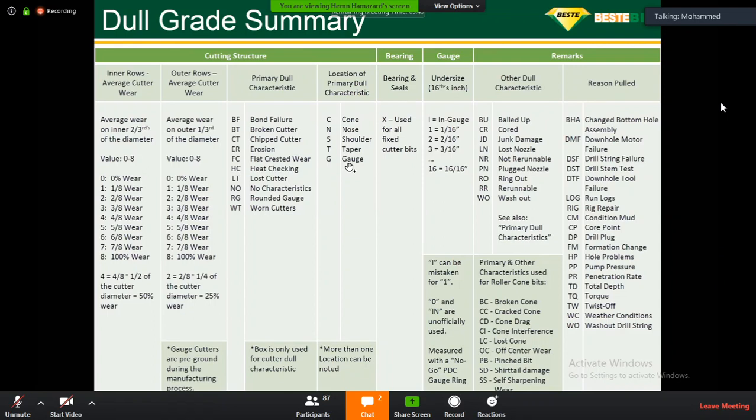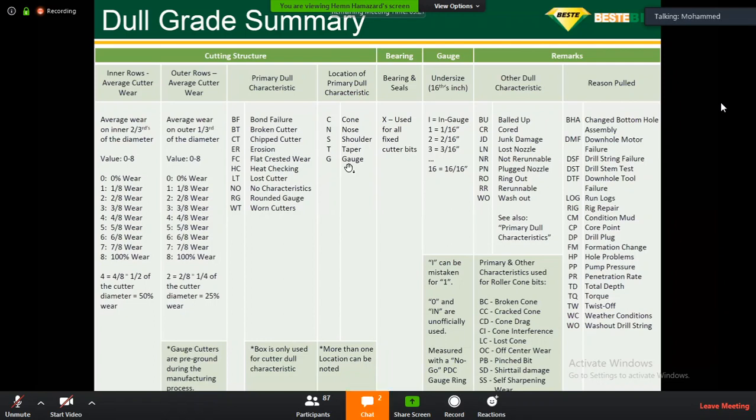Kemal, can you talk about the price of bits? Depends. We usually use PDC bits. It depends on the market and on the customer, but it can vary between $20,000 to $40,000. It could be more or less also, but this is the average price I can say.